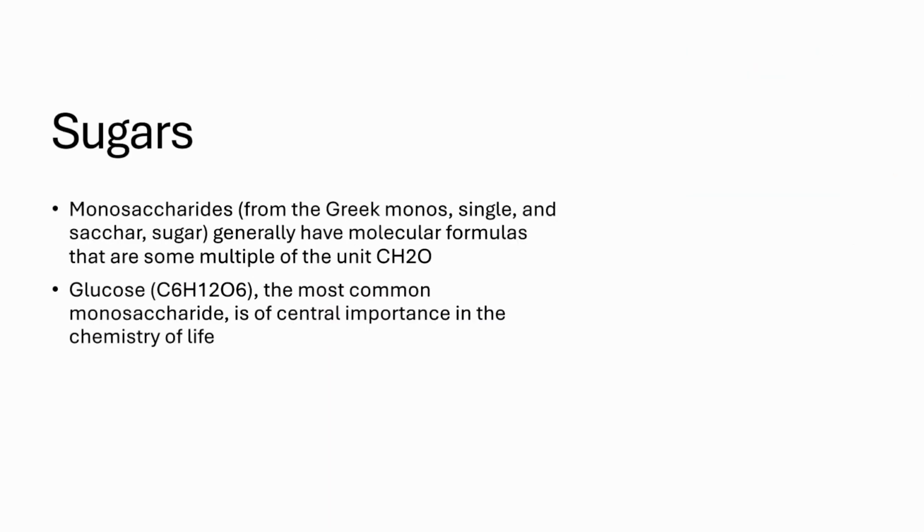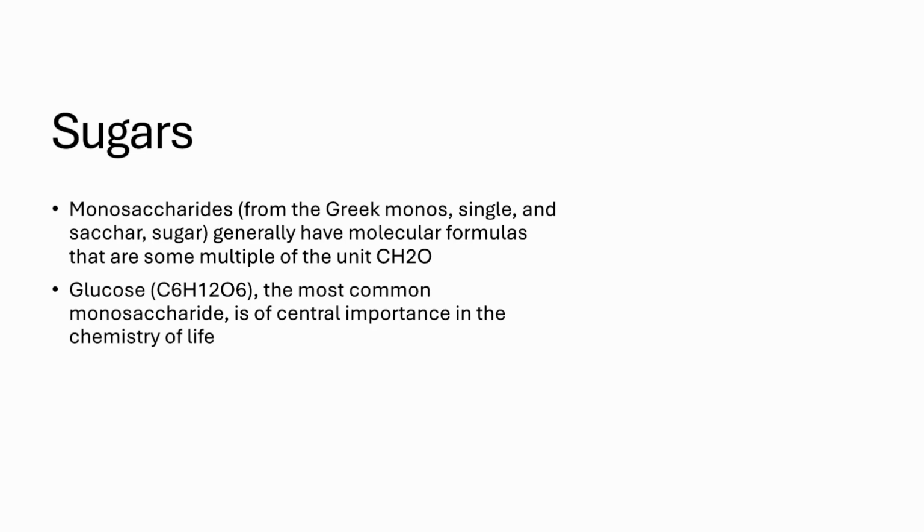These simple sugars are also known as monosaccharides, a word that is derived from the two Greek words monos, which means single, and saccharide, which means sugar. Monosaccharides generally have molecular formulas that are some multiple of the unit CH2O. For example, glucose has a molecular formula of C6H12O6, and it is the most common monosaccharide. It is also of central importance in the chemistry of life.